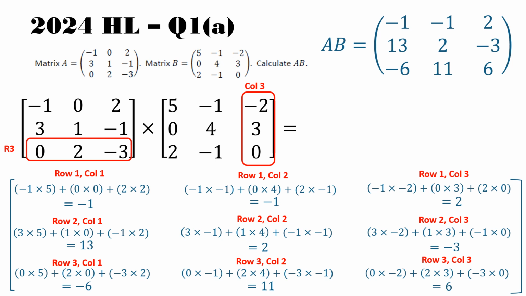And that gives us AB is equal to minus 1, minus 1, 2, 13, 2, minus 3, and minus 6, 11, and 6.